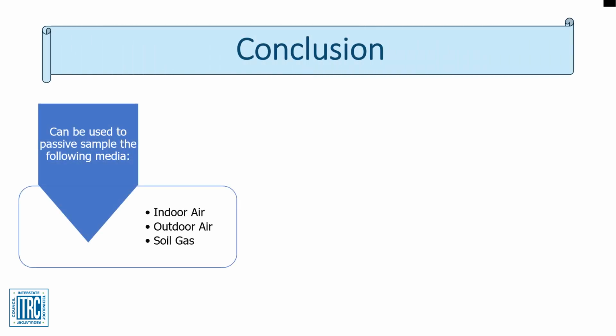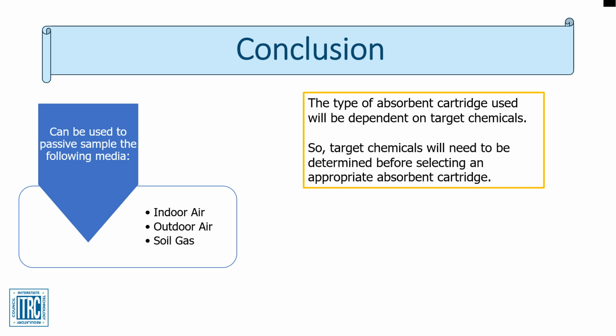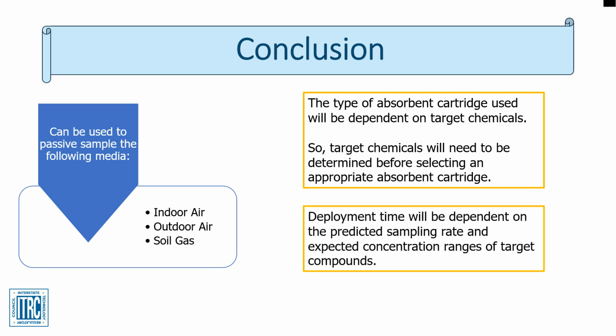A key takeaway is that your sampling strategy is important. Remember, the type of adsorbent cartridge used will be dependent on the target chemicals. So, target chemicals will need to be determined before selecting an appropriate adsorbent cartridge. Deployment time will be dependent on the predicted sampling rate and expected concentration ranges of target compounds. For example, if concentrations of target chemical are expected to be high, shorter sampling periods may be needed.